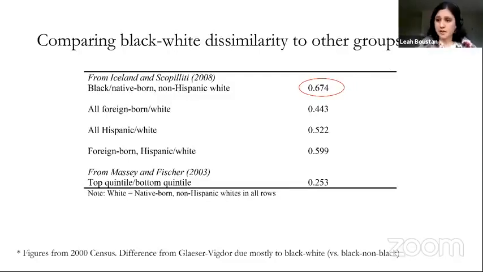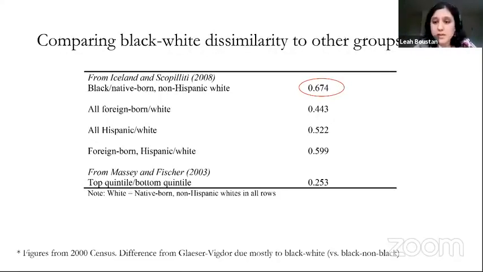This data is for the year 2000. And for the year 2000, Glaeser and Vigdor find a level of dissimilarity of around 0.6, meaning that 60% of Blacks would have to move neighborhood. For Black, native-born, non-Hispanic white segregation, that level is 0.67. So it's higher. And that tells us that some of the integration that's been going on is going on not between Blacks and non-Hispanic whites, but actually between Blacks and other groups in the non-Black category. So Blacks and Hispanics, Blacks and Asians, and so on.